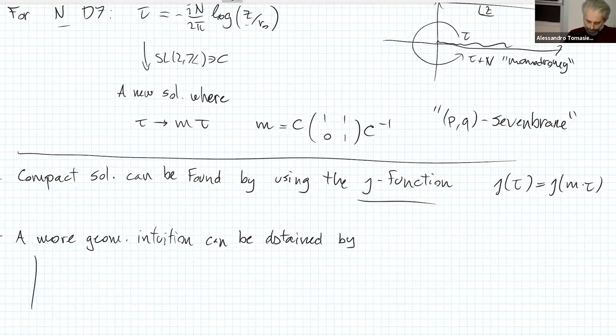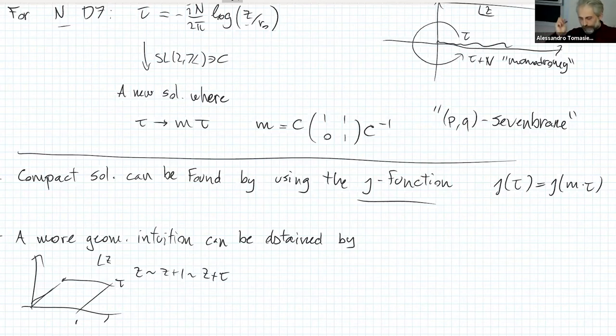So if you define a torus by saying that in the Z plane, Z is equivalent to Z plus one, equivalent to Z plus tau, then you realize that the torus defined by tau and the torus defined by tau plus one are the same. And also the torus defined by tau and the one defined by minus one over tau are also the same. And so you can formally identify tau as the modular parameter of a torus.